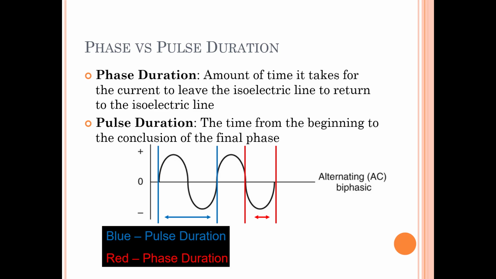The pulse duration is also known as the pulse width. This is the time required for each pulse to complete its cycle. This is usually reported in microseconds or milliseconds. A short pulse duration is a pulse that lasts less than 150 microseconds. A long pulse duration is a pulse that lasts longer than 200 microseconds. The time from the beginning to the conclusion of the final phase is considered the pulse duration.